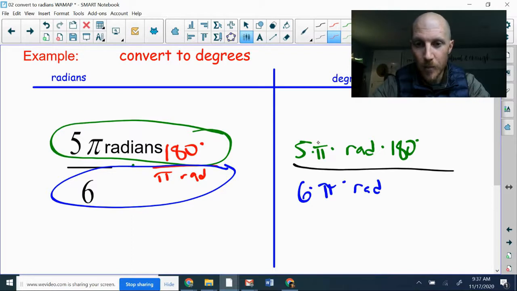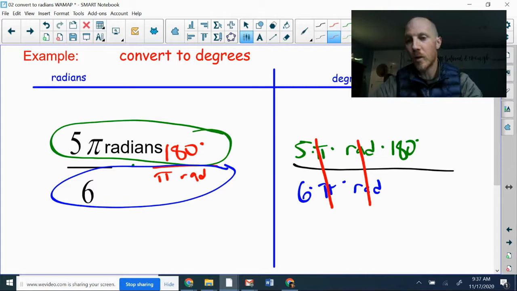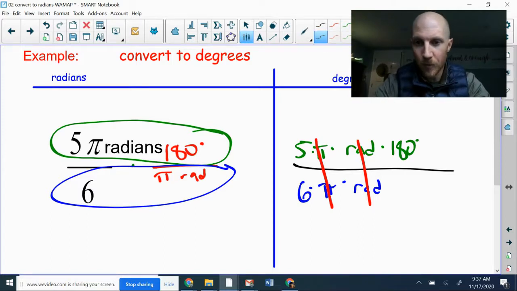On the numerator, I got a pi, and the denominator, I got a pi. Those cancel. In the numerator, I got radians, and the denominator, I got radians. That cancels. And then I just have numbers left and the degree symbol. So my final answer is going to be whatever 5 multiplied by 180 degrees is divided by 6.